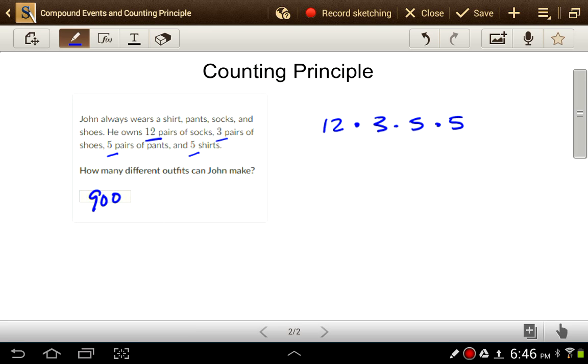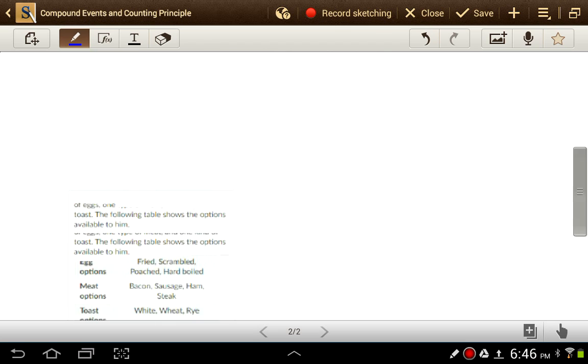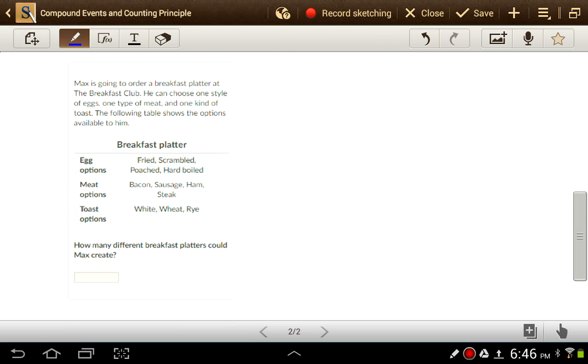Okay, I'm going to move on to the next example. In our last example here, we're going to make breakfast. Here are our options. Now, it doesn't tell you how many there are, it just tells you what they are. So you have to do a little counting here. For the egg option, we have 1, 2, 3, 4. For the meat option, we have 1, 2, 3, 4. And for the toast option, we have 3. So I'm going to multiply this number of choices, 4 times 4 times 3. And when I multiply those, I get 48. So we know that Max could create 48 different breakfast options with those items right there.